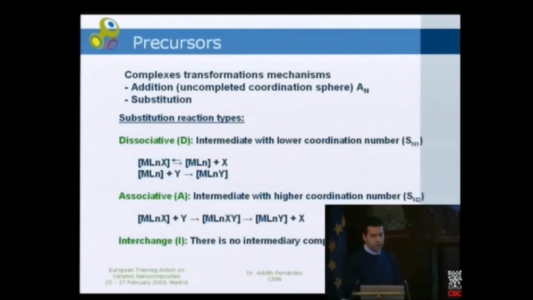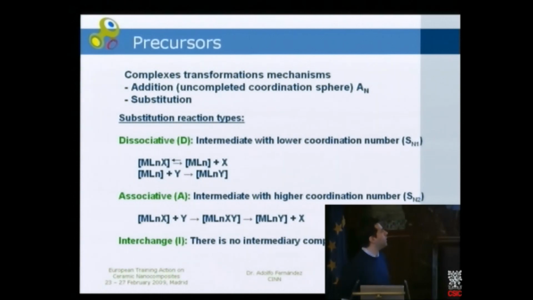There are two main mechanisms of transformation of the complexes in solution. One is by addition, which requires the coordination sphere to be incomplete, allowing the acceptance of an additional ligand, or the other is substitution. Substitution can be differentiated into three types. If there is an intermediate with a lower coordination number, we are talking about a dissociative mechanism. If the intermediate has a higher coordination number, it is an associative mechanism, and if there is no relatively stable intermediate, there is a reaction of interchange.